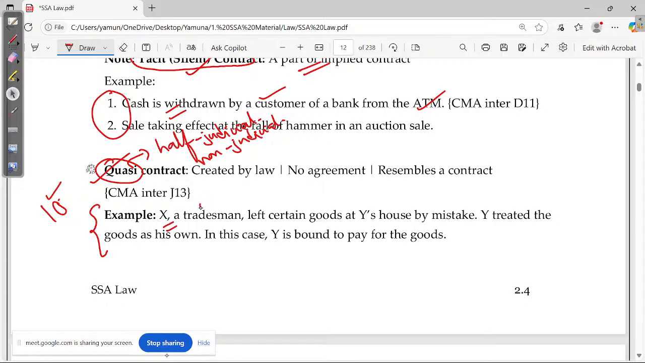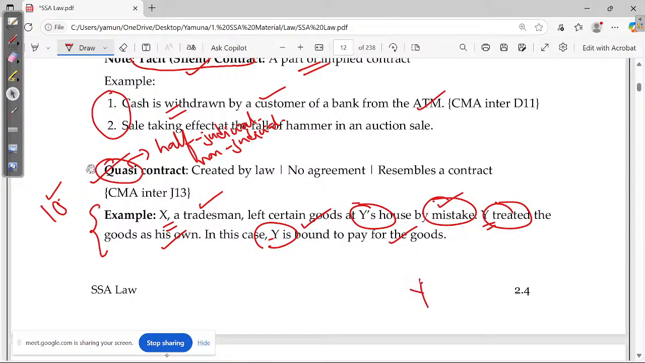Here is a person, X, a tradesman, his business is trading. He left certain goods at Y's house by mistake. What does he have to do? Actually, he has to call the person to get back the goods, but Y treated the goods as his own. Obviously, Y is bound to pay for the goods, because it's happening by mistake. There's no intention. See, what the contract says: if I'm using the goods, I should have bought the goods, which means that consideration should be there. I should have paid for the goods, then they become my goods. That's different.